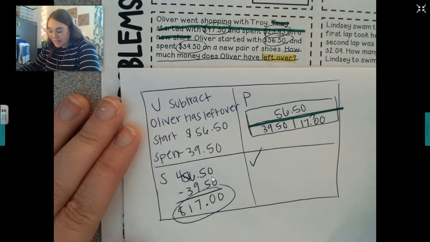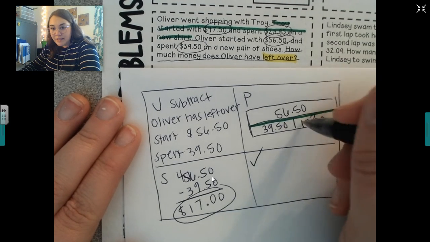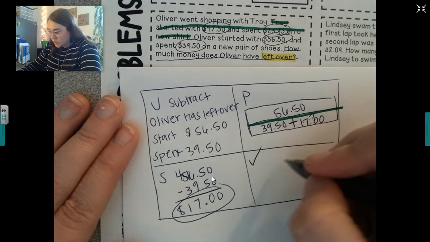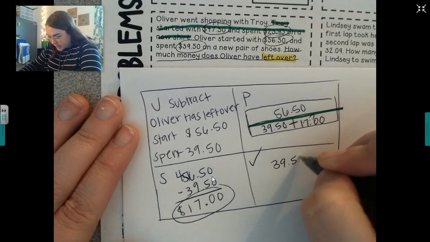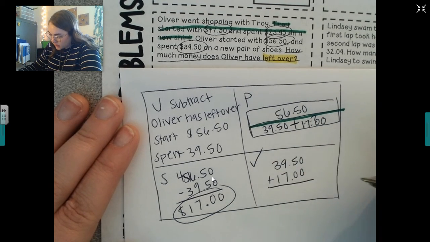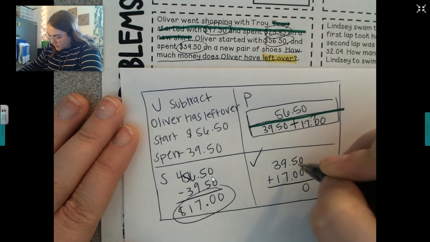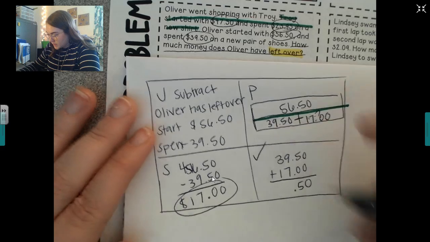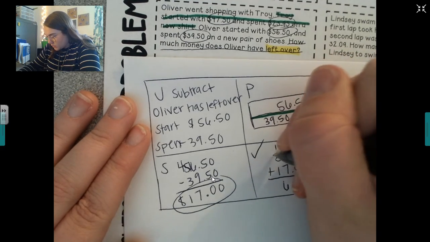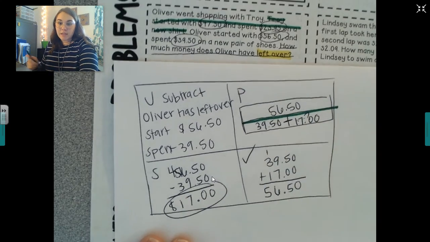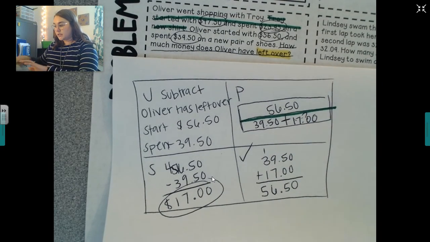Well, I need to check that. I know that if I add these two things together, it would give me $56.50. So I'm going to do that right now. $39.50 plus $17. I'm going to check my answer. So 0 plus 0 is 0. 5 plus 0 is 5. 9, 10, 11, 12, 13, 14, 15, 16. 2, 3, 4, 5. Did I get $56.50? So is my answer correct? Yeah, my answer is correct.